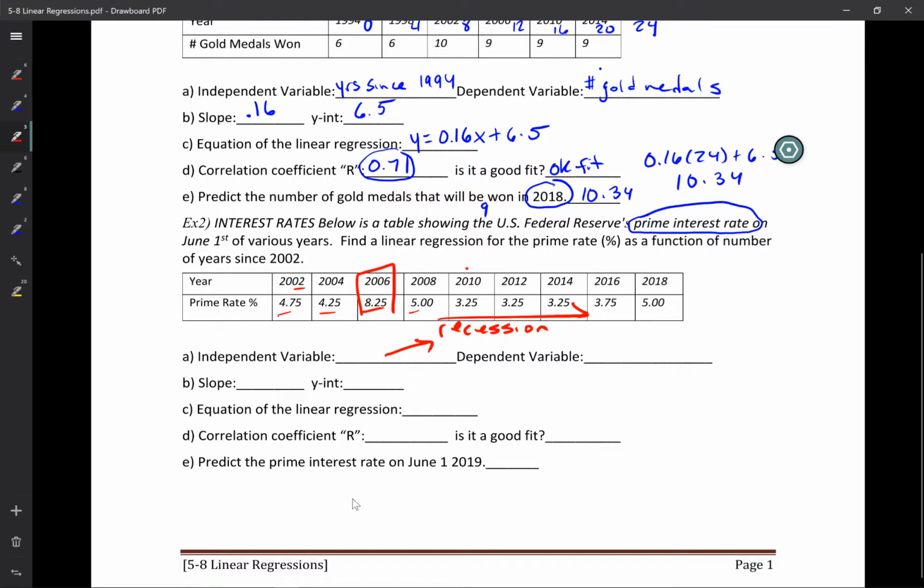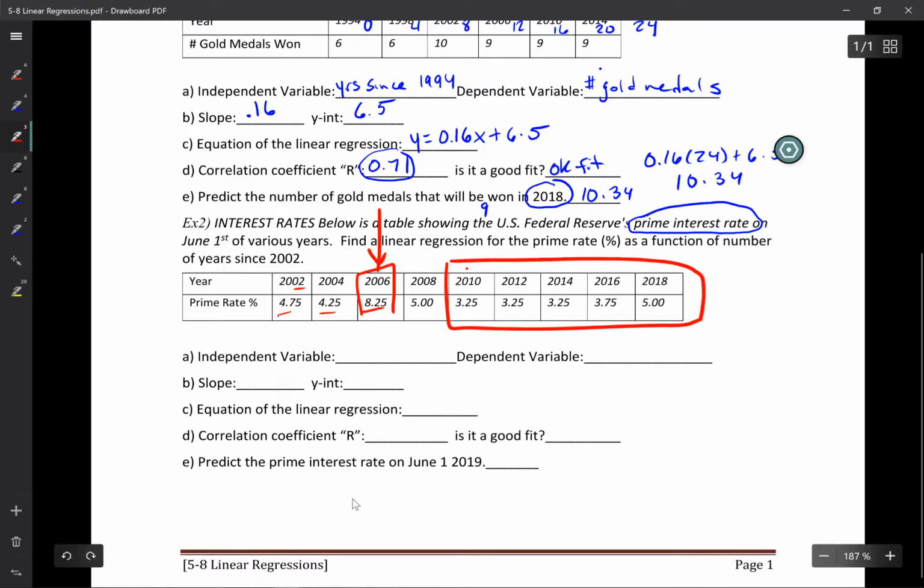So when the country's not doing good, the U.S. government will bring down the prime interest rate so that banks can borrow money from each other cheaper. If the interest rate is really high, like in 2006, they're not going to borrow money, because they're charging 8% interest, so they don't want to do that. So right around here, if you start looking at the data, is when the housing market collapsed, and Goldman Sachs and lots of other things happened.